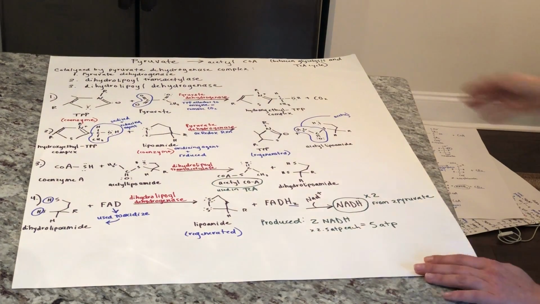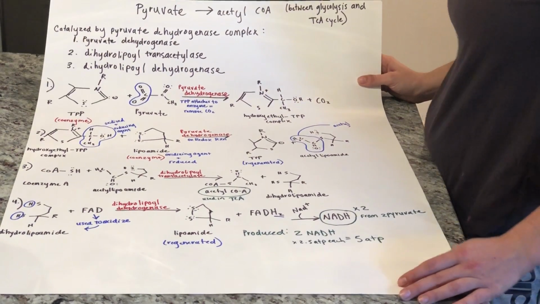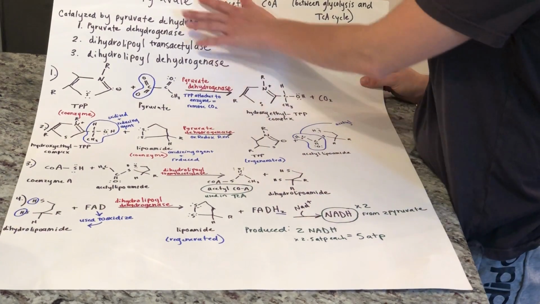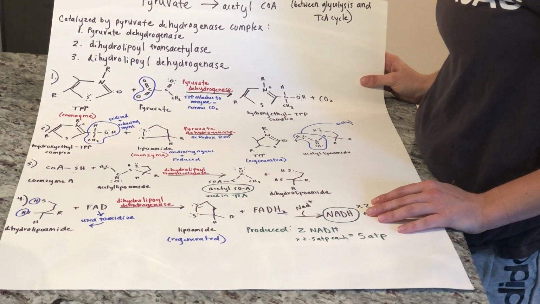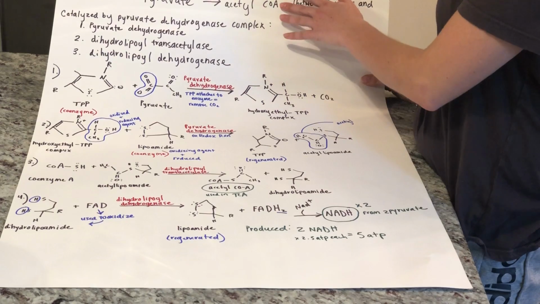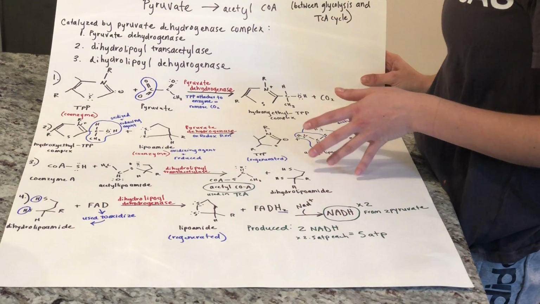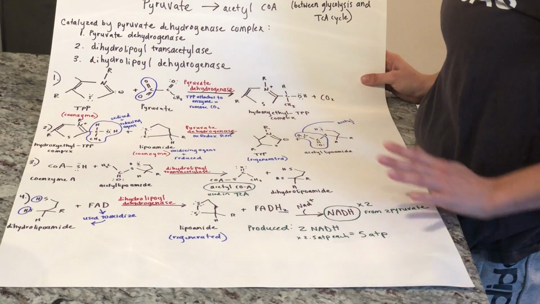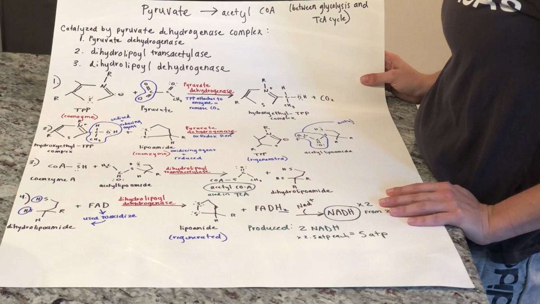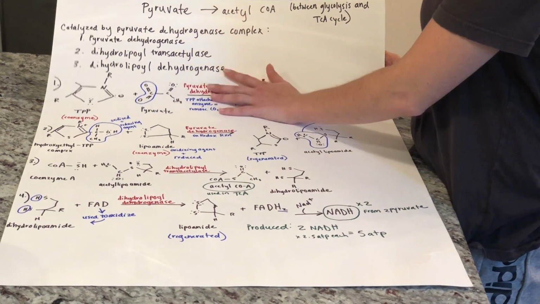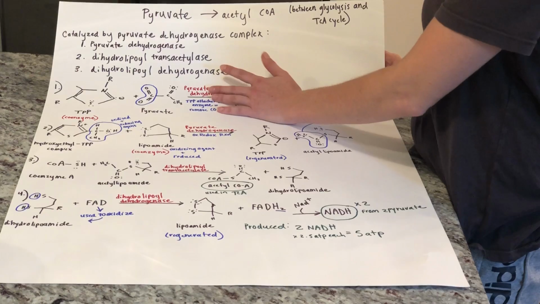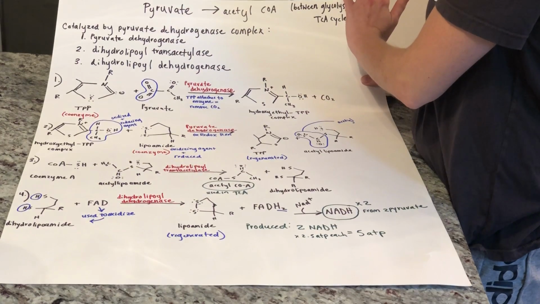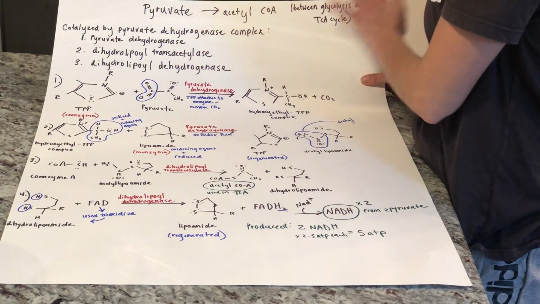Hi, so today I'm talking about the transformation of pyruvate, which we created in glycolysis, to acetyl-CoA and how that's going to be used within TCA, the citric acid cycle. So for this reaction, what we have is essentially the pyruvate from the glycolysis.